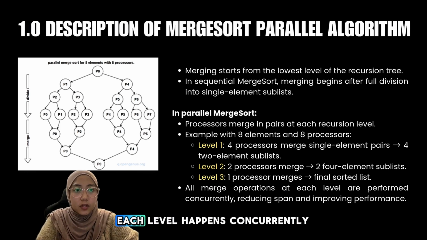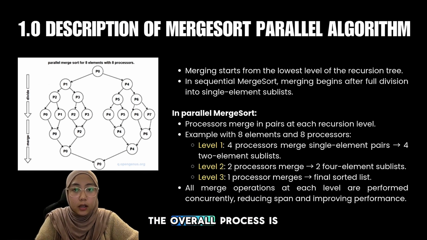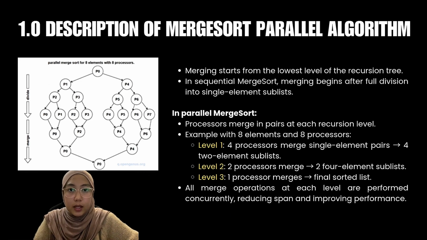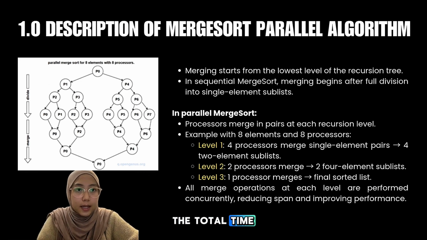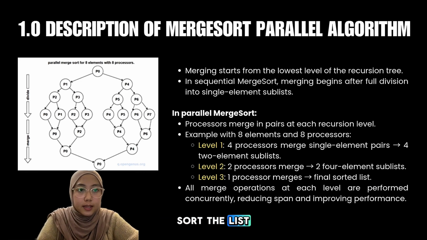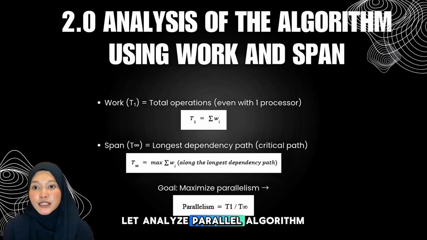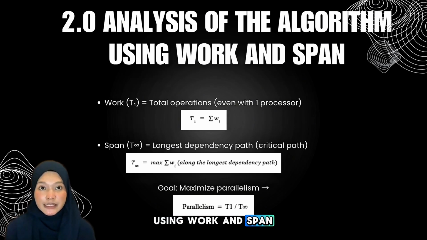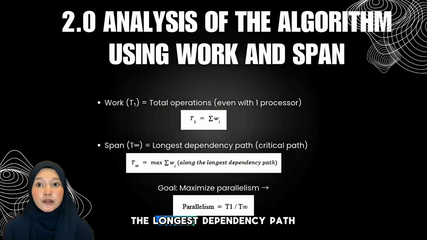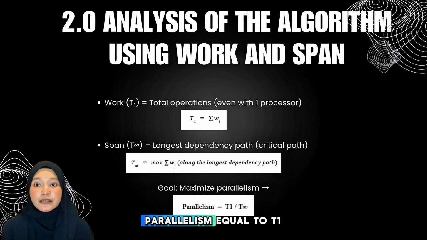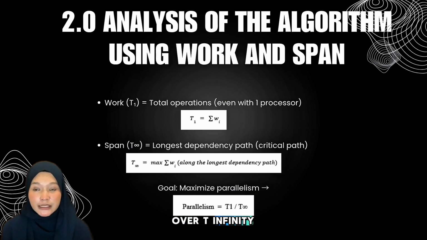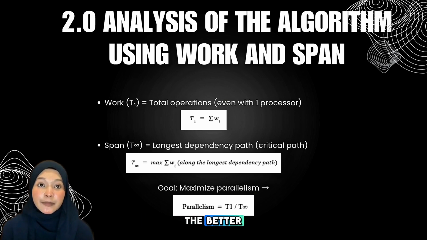Because all merging at each level happens concurrently, the overall process is much faster. This approach reduces the total time, or span, needed to sort the list compared to doing it sequentially. Let's analyze parallel algorithm performance using work and span. Work T1 is the total operations. Span T infinity is the longest dependency path. Parallelism equals T1 over T infinity. The higher the parallelism, the better.